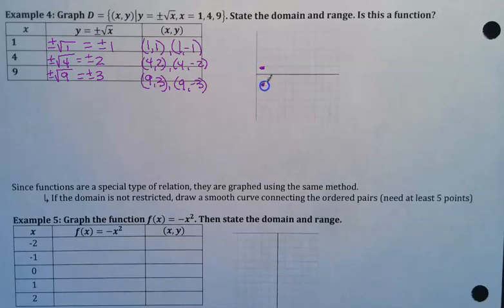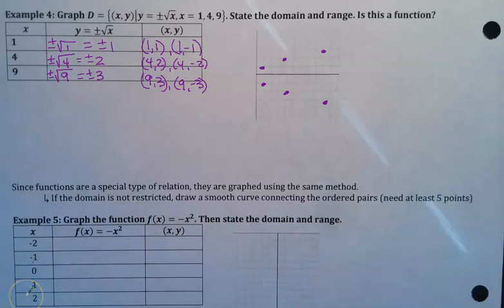So 1, negative 1, 4, 9, 1, 2, 3, 4, 5, 6, 7, 8, 9. Okay, mine is a little bit of an estimate there because it's so hard to see the lines on the board up here. But then we need to state the domain and range, and is this a function?